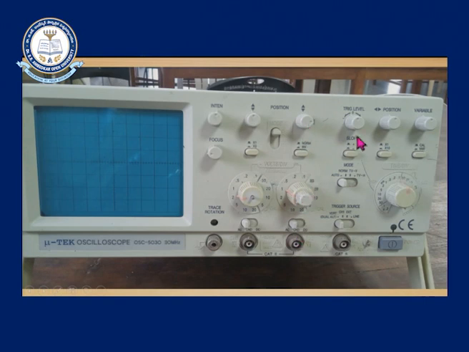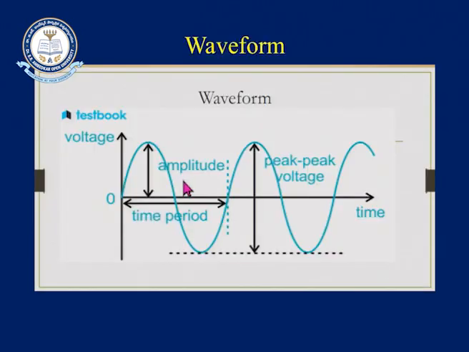Here are the trigger level, position and variable controls. This is the time per division button, and here is the voltage button for both channels. For example, you connect the probe here to channel 1, and the waveform is displayed on the screen.